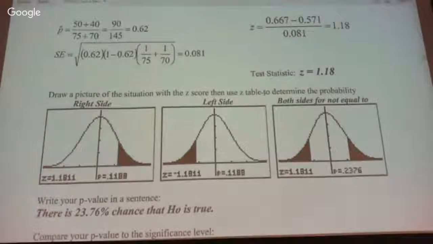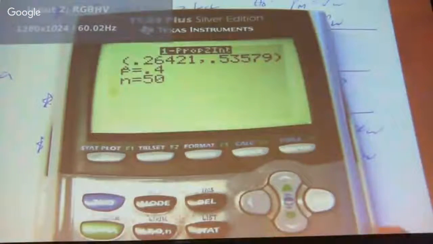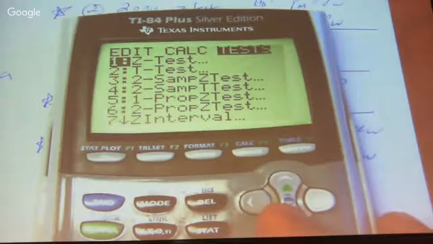So if we go to the calculator to check, now we're gonna know what we're gonna push. So stat, test, which test are we doing?